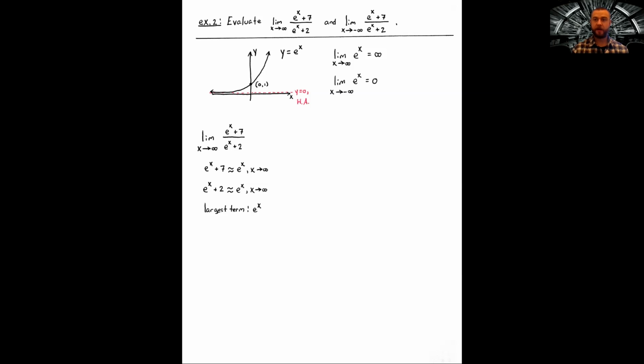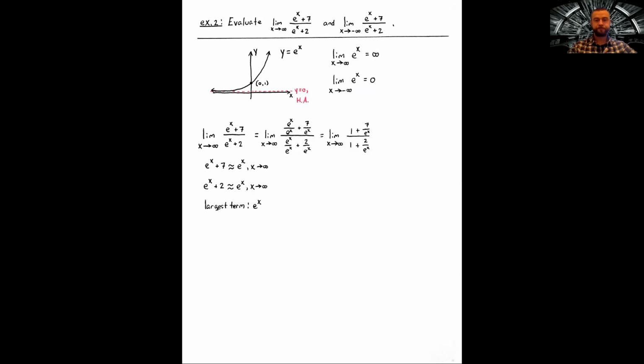We're going to divide everything by e to the x, all terms within the numerator, and then all terms within the denominator. Just make sure you're comfortable canceling out. And notice what we're left with: 7 over e to the x within the numerator, and then 2 over e to the x within the denominator. Those are not reciprocal powers, but they are reciprocals nonetheless. 7 divided by e to the x is getting smaller because the denominator, e to the x, is getting bigger.